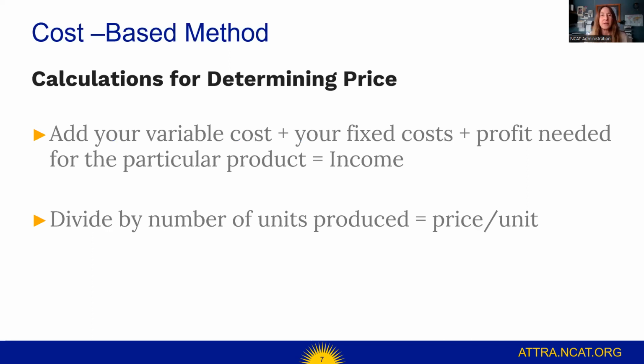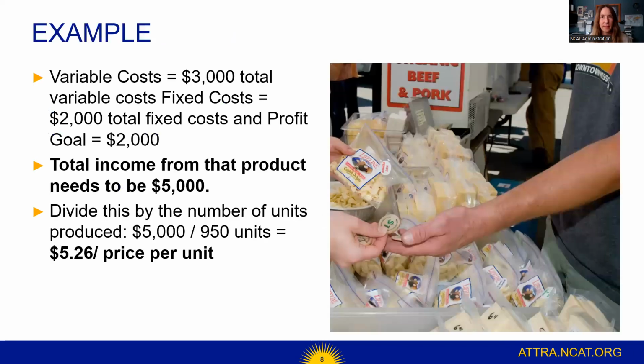So let's talk about the cost-based method first. The cost-based pricing method utilizes a fixed profit or margin that you add to your overall costs. Don't worry, I have an example of this next, but this just outlines how you calculate that and determine the price of your product. So here's a hypothetical example using this organic cheese from a Montana dairy.